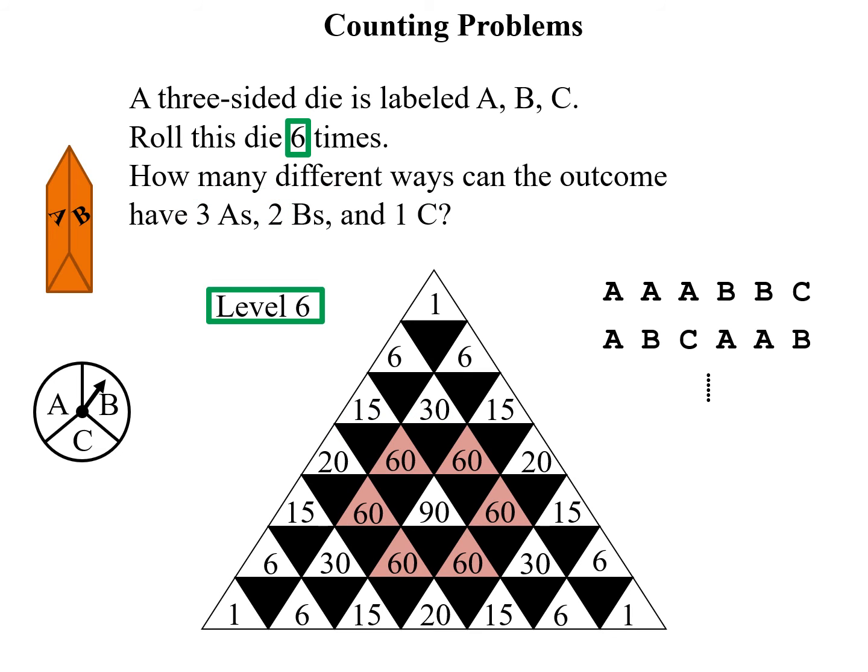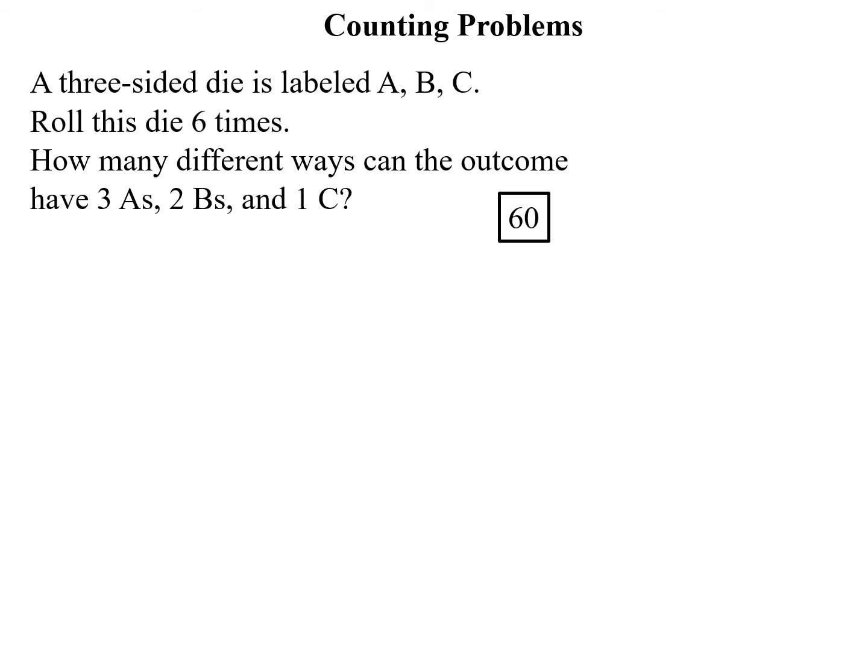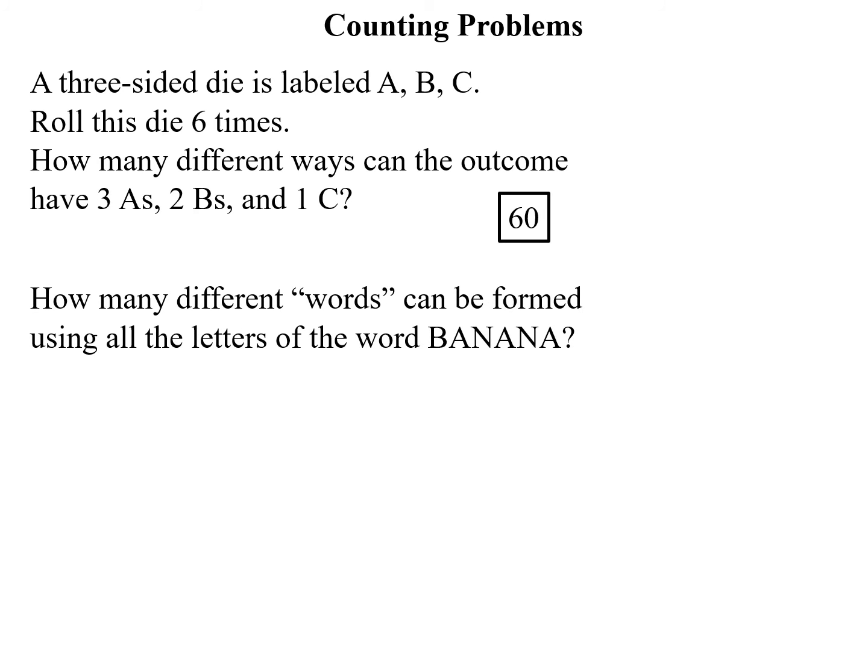There's actually 6 different ways to land on 60. You'll end up landing on this ring of 60s. If we rolled that three-sided die 50 times, we would go to level 50. Let's consider some more counting problems. Here's our three-sided die problem, and here's a new problem.